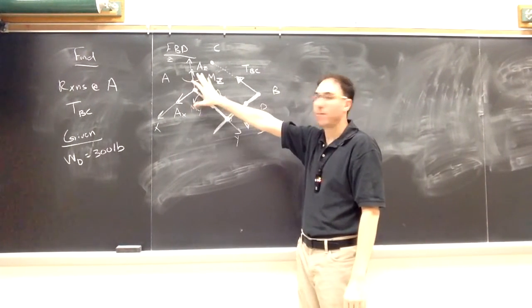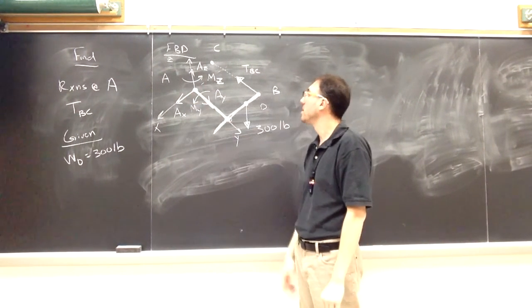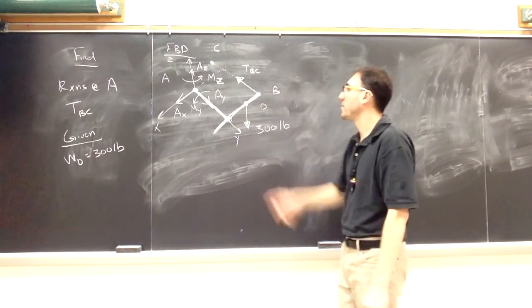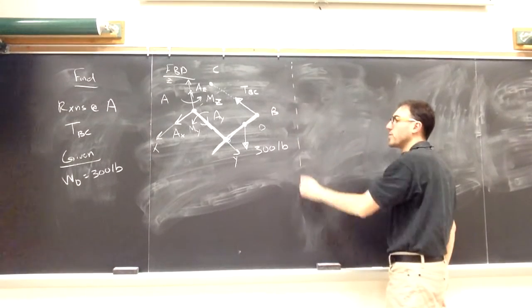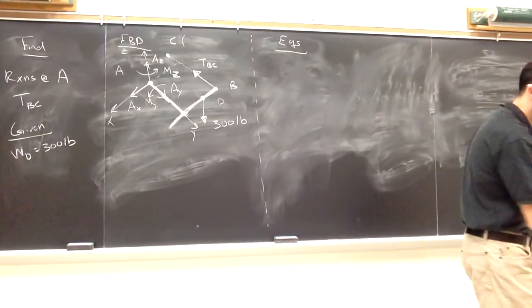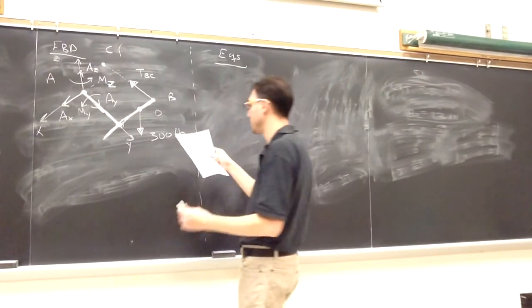At A, we have three forces. We have two moments. We have another force TBC over here. If we look at our free body diagram, we have a total of 6 unknowns. So I'm going to write the coordinates of these points. And that leads us then to the next step.